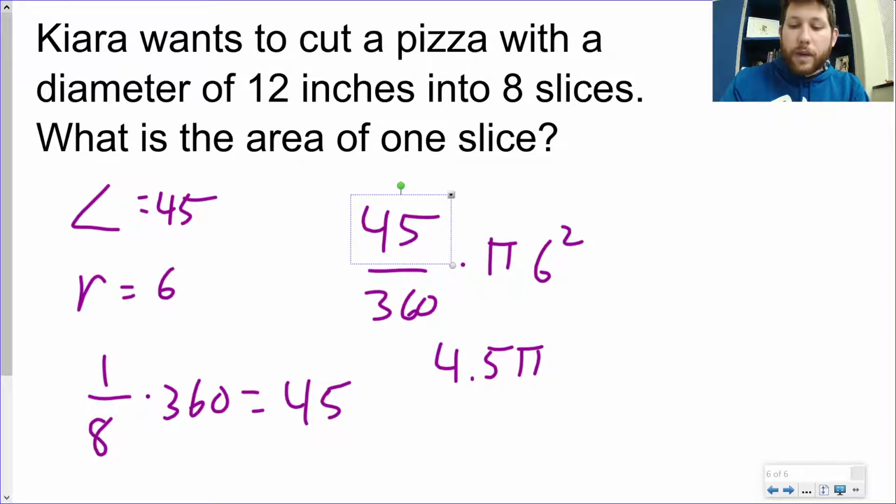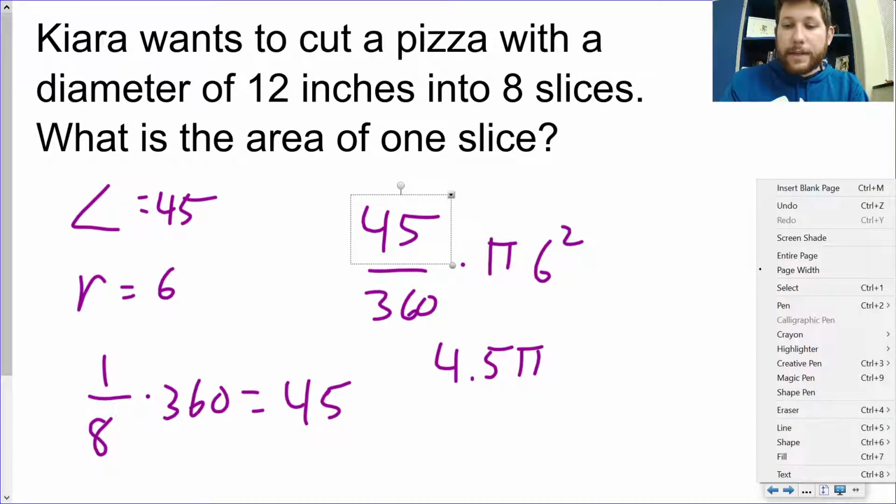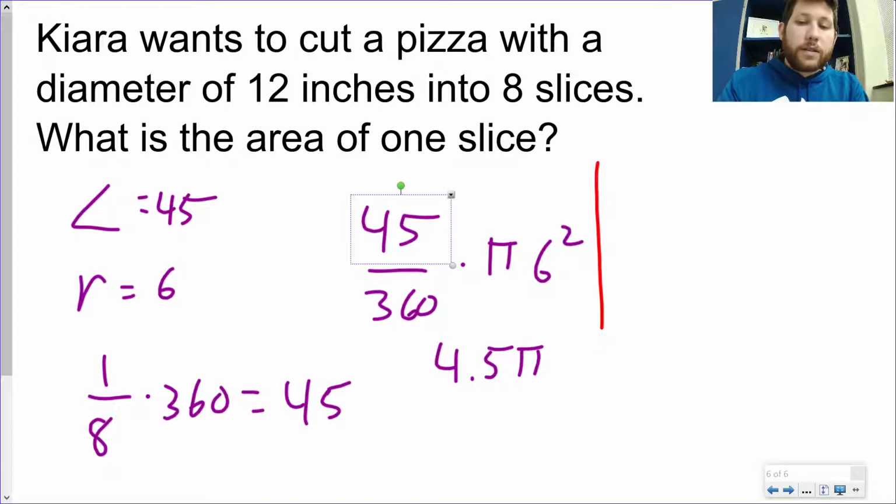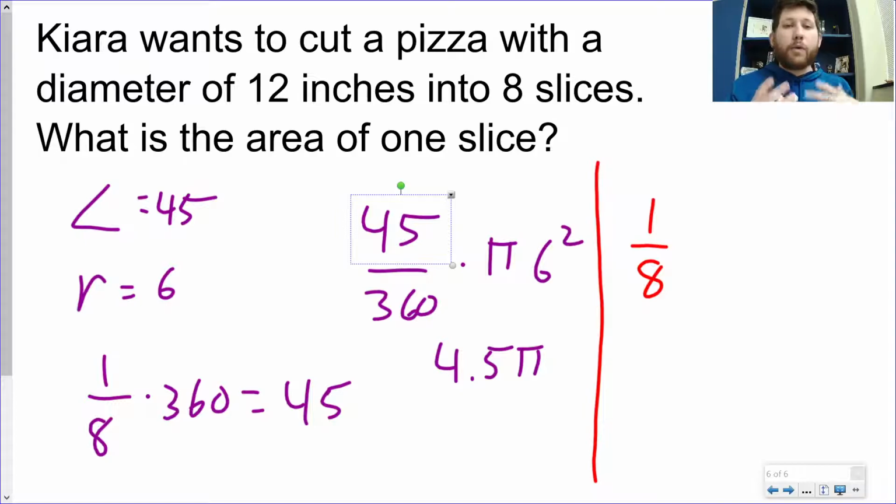Now, let me show you a different way to do this, a way that's actually even easier. Remember, what is the whole point? Let me do it in a different color so we can see the difference here. What is the whole point of doing the angle over 360? Well, isn't it to determine how much of the circle we're talking about? Well, in this case, I don't need to do 45 over 360. How much of the circle am I talking about? Well, 1 out of 8. I'm talking about 1/8. But if we were to reduce 45 over 360, do you know what we get?